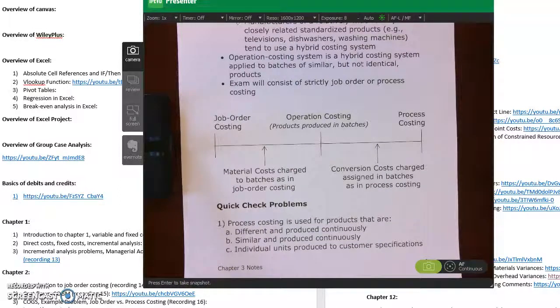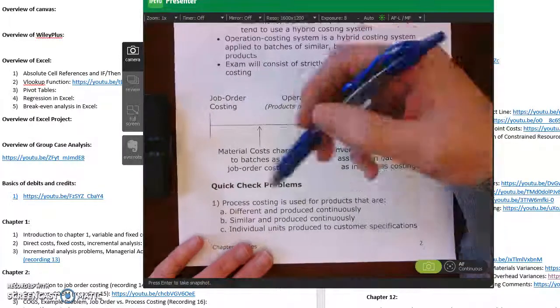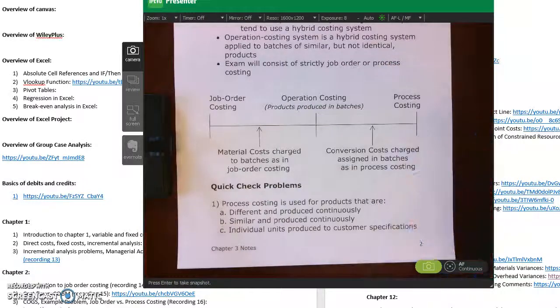But for the problems on the test and the way that I'm going to explain it from this point on, it is either company is predominantly job order or predominantly process. We don't go into too much detail on operation or hybrid costing systems, okay? We look over here with our quick check problems. We'll look at this one.